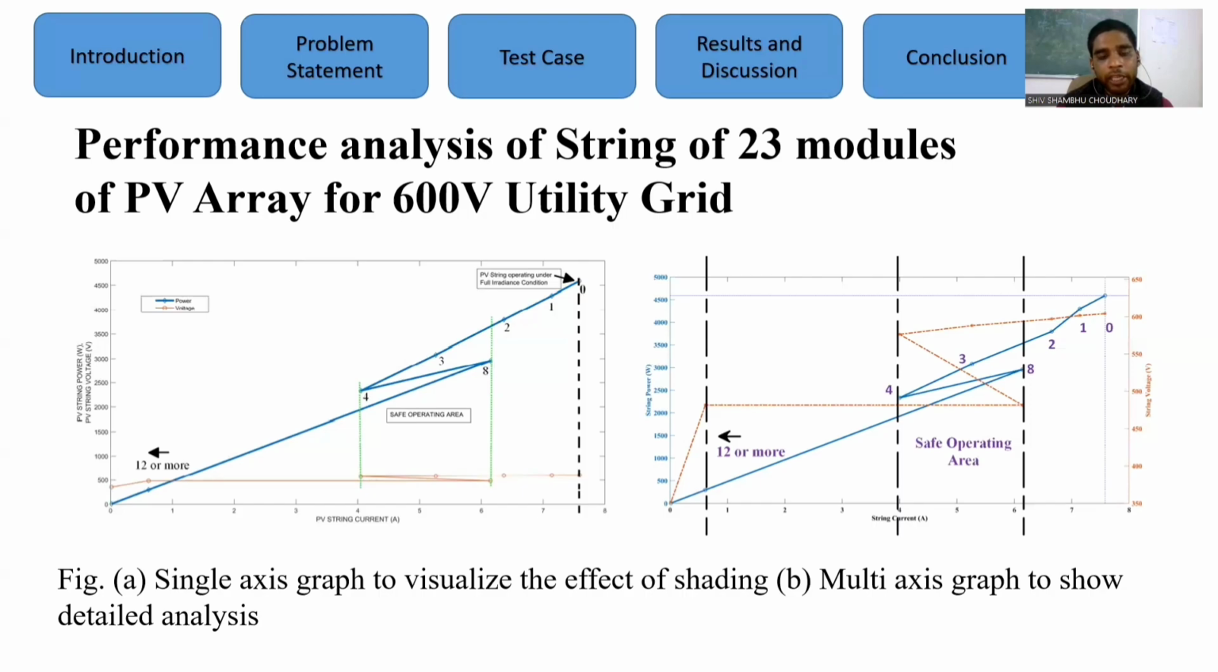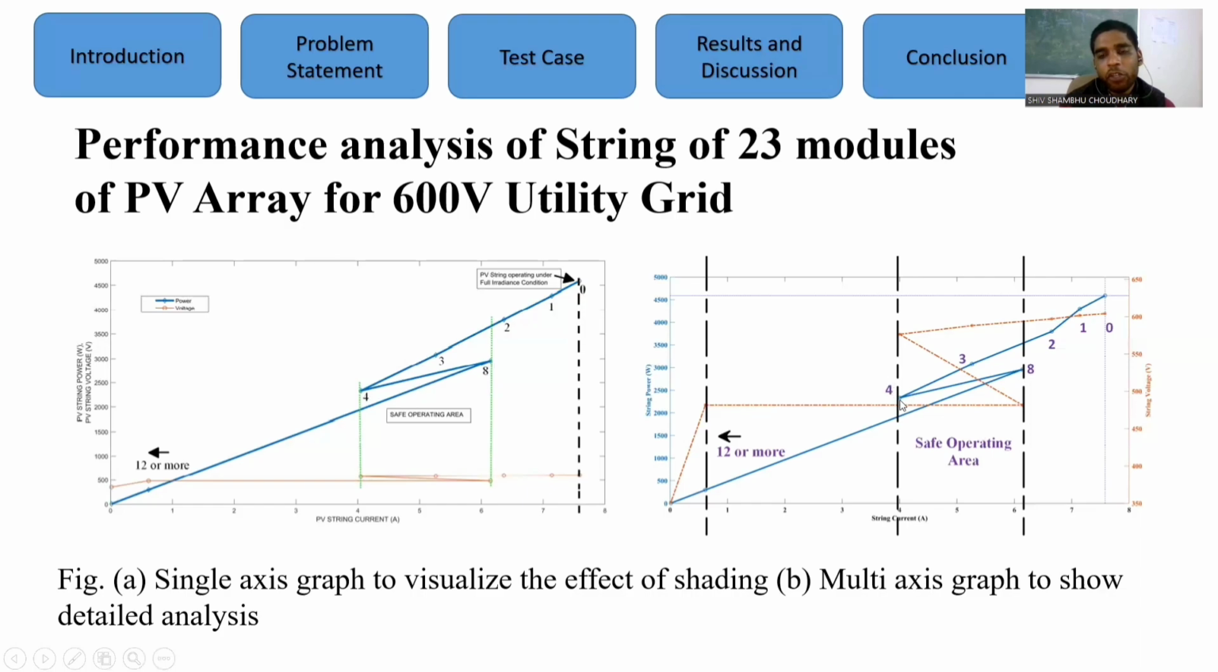We have seen the behavior of the string when there are no modules under the effect of shading. The power received from the string is maximum, which is close to the mathematical power, that is 4600. However, when one of the modules is put under the shading condition, then the value of power, voltage, and current all decrease. Similar thing happens for the second module and third module.